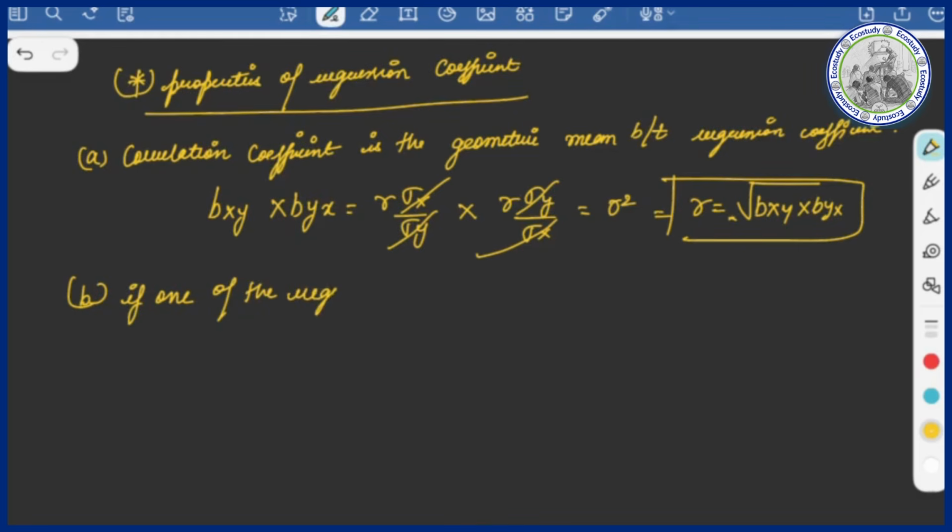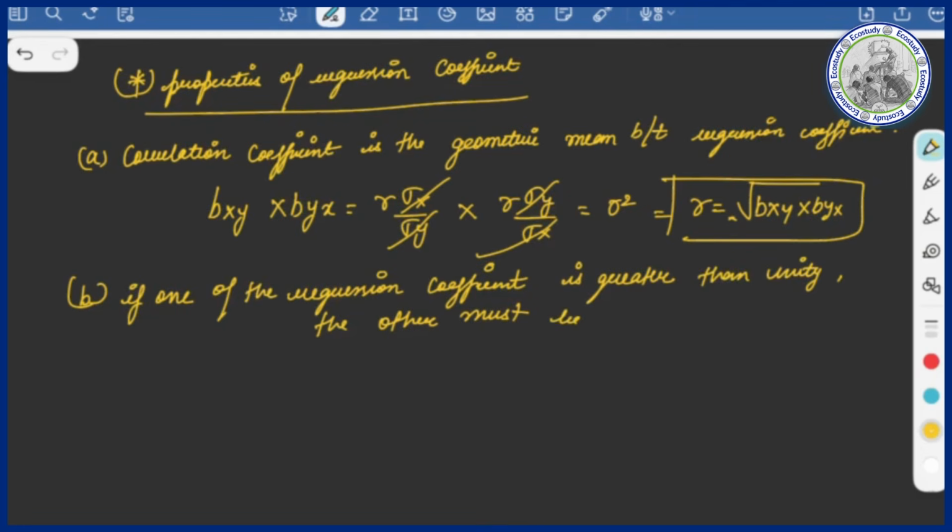Now the second property: if one of the regression coefficients is greater than unity, the other must be less than unity. See, if byx is greater than 1, that implies 1 by byx is less than 1. This is what it means.